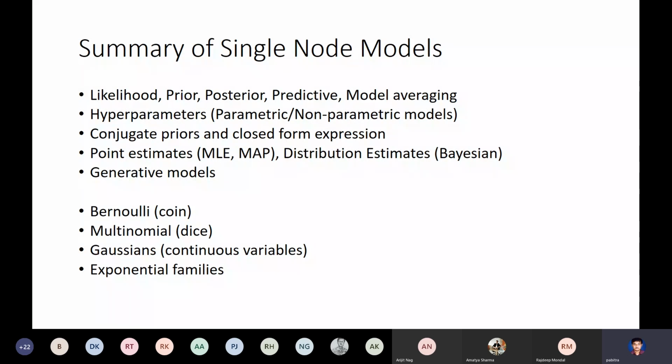In the next part, we'll see two node models where you have two blocks, XA and XB, and they interact with each other by some edge or something, a two node model. And then later we'll go to multi-node or graph models. So we did the following. We are interested in the likelihood probability, the prior probability, the posterior probability, the predictive probability, and model comparison or model averaging. The prior is the knowledge, the likelihood is the data, and the posterior is a combination of both.